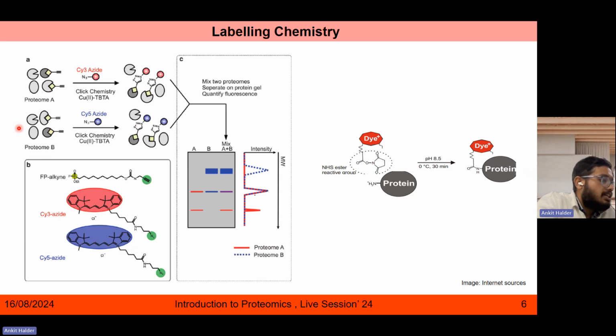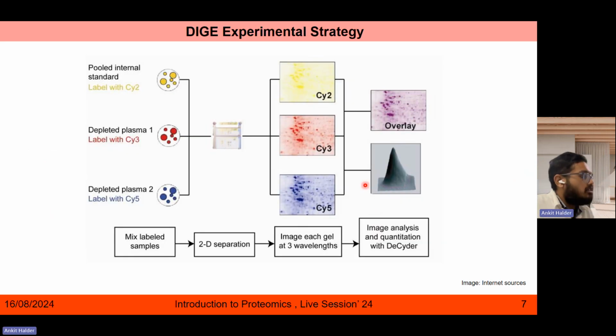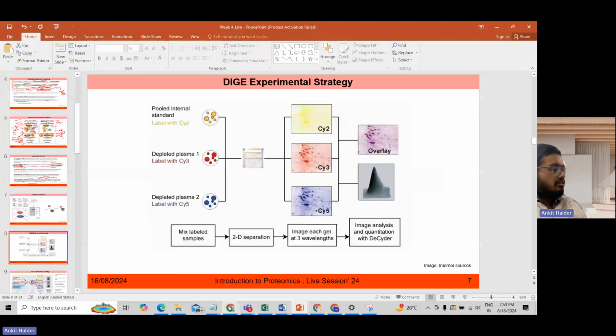So this is the NHS reactive ester group, which is what we were talking about. This is the dye, this is the protein, and this is the NHS ester reactive group, with pH 8.5, 0 degrees C, 30 minutes, protein with the dye. This is a quite important process and procedure. Now how does this dye work? This is our general experimental strategy.